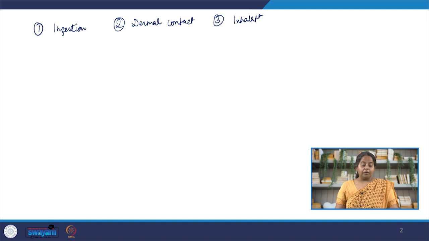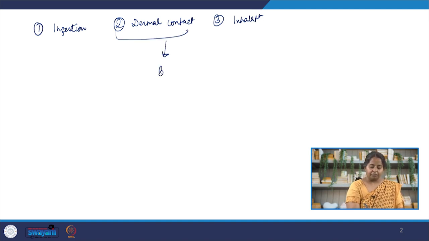So, when an organism ingests, comes into contact or inhales a contaminant in the environment, we see that there are three different ways in which the contaminant stays in the body and increases in the body. The first is bioconcentration, and bioconcentration is directly linked with dermal contact.